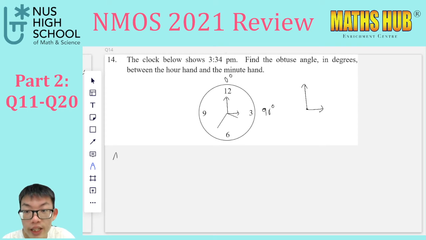For your minute hand, the minute hand will always move at 6 degrees per minute, because in 1 hour, 60 minutes, it goes 360 degrees. So in 1 minute, it goes 6 degrees per minute. So 6 times 34.